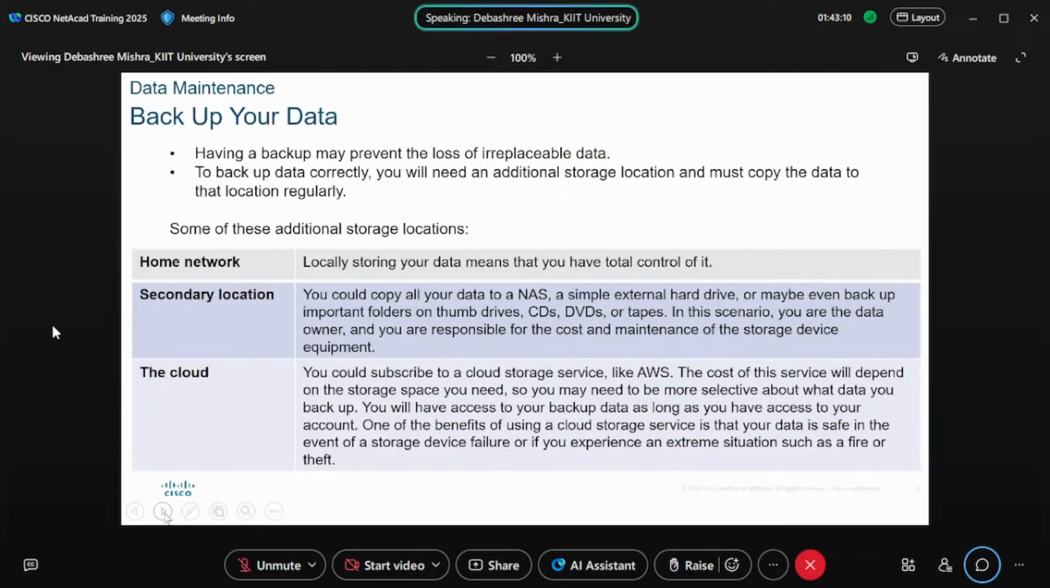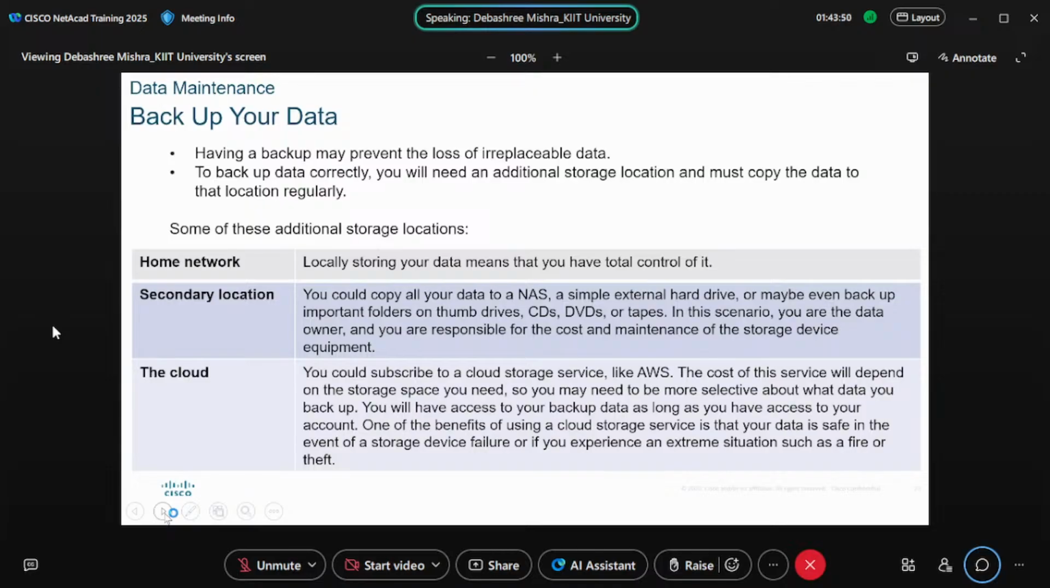The next is when you are talking about backing up your data. So there are basically 3 methods. We can say that 3 storage locations have been mentioned. One is your home network. In a home network, you are basically storing your data locally. You don't have any other control of that one. In the case of your secondary location or secondary backup data, you will be exporting your data to CD, DVD format or tabs, pen drives or something like that.